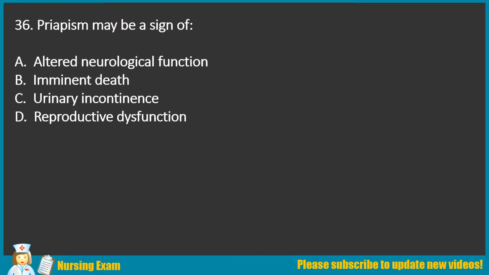Question 36. Priapism may be a sign of A. Altered neurological function. B. Imminent death. C. Urinary incontinence. D. Reproductive dysfunction.